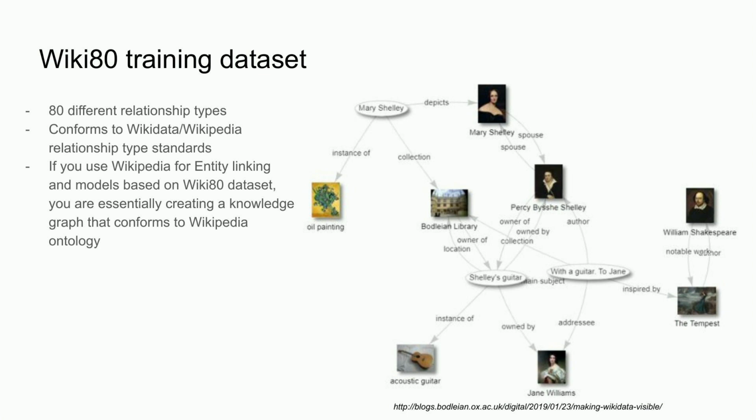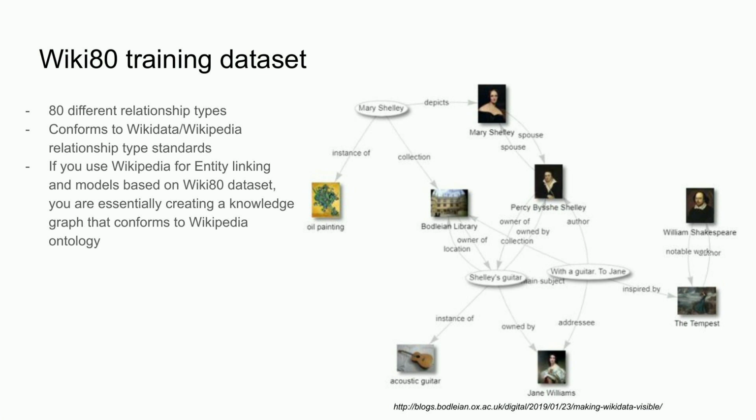The relationship types conform to Wikipedia or Wikidata standard. So the same semantic categories of relationship used in Wikipedia are also used in the training data. And I believe that people who made Wikipedia kind of know what they're doing. So I kind of would trust their categorizing of relationships.